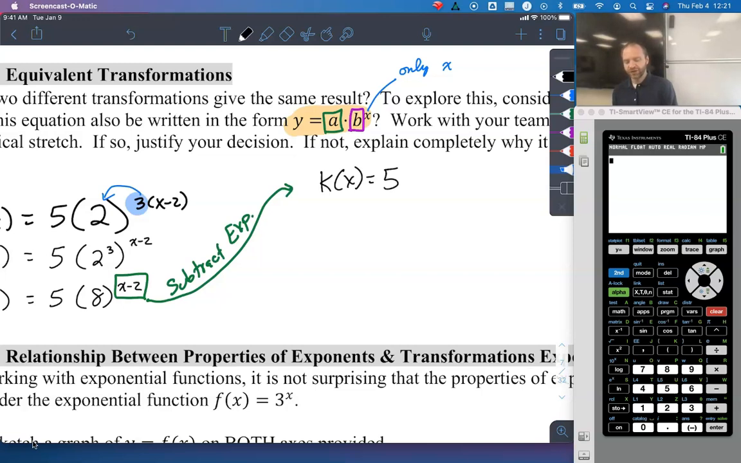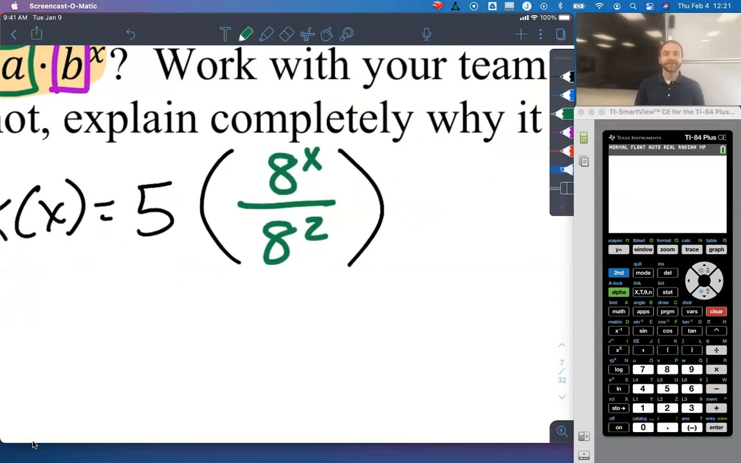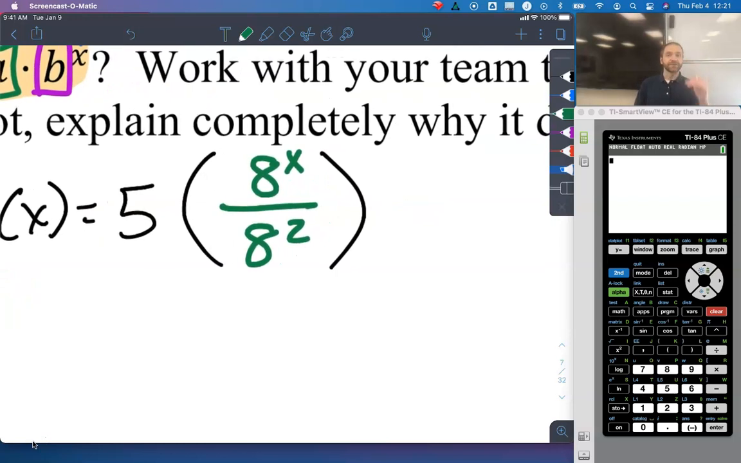But I'm going to change. And I'm going to say that 8 is going to be separated into a quotient because I'm subtracting my exponents. So one of those is going to be 8 to the x power, and on the bottom is going to be an 8 squared. Because if I think about my properties of exponents right now, I would subtract those to get a single base of 8 to the x minus 2 power.